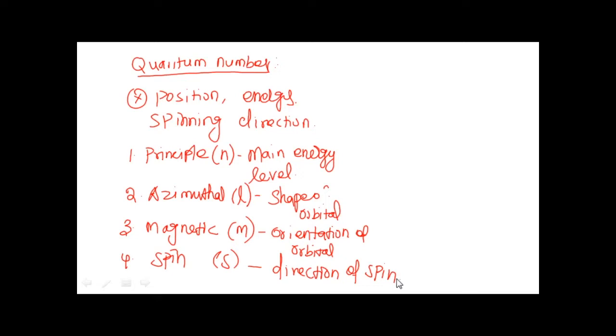For the principal quantum number, the maximum number of electrons that can be accommodated in the given shell is given by the formula 2n squared. And then the azimuthal quantum number, based on the principal quantum number, goes from 0 to n minus 1. And then the magnetic quantum number is based on the azimuthal quantum number. The formula is minus L to plus L through 0.